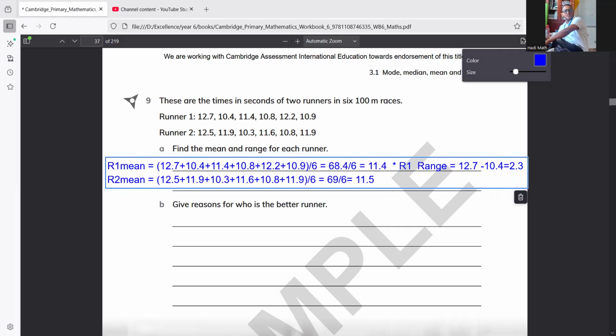With the same idea, go and find runner 2's range. Go and check runner 2. You see 12.5 is the highest, minus the lowest, 10.3. So it's equal to 12.5 minus 10.3, which equals 2.2.